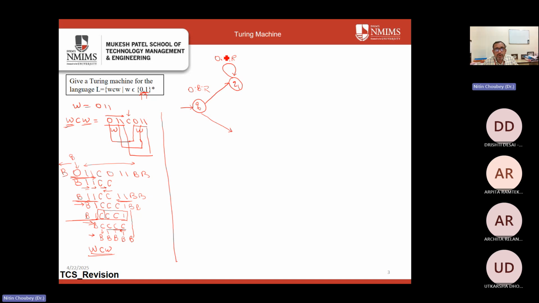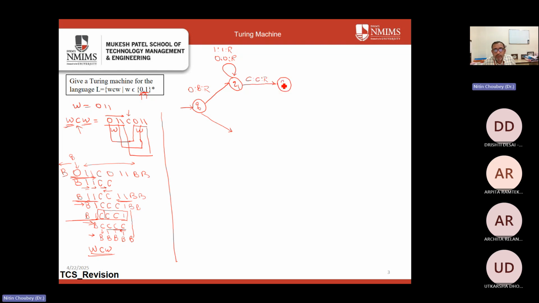1 replace with 1, move to right. This will continue till we don't get the separator, which is nothing but C. So on the receipt of C, replace C with C and move to right.